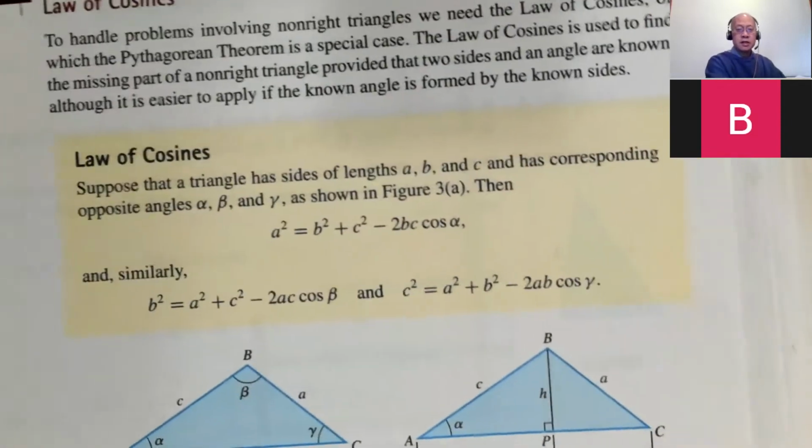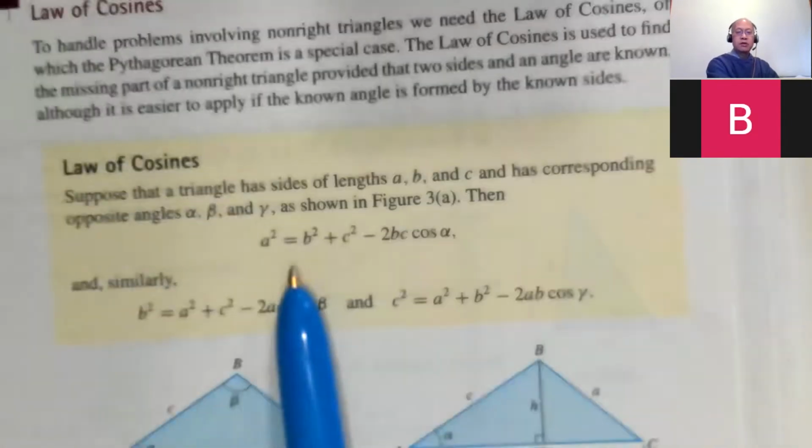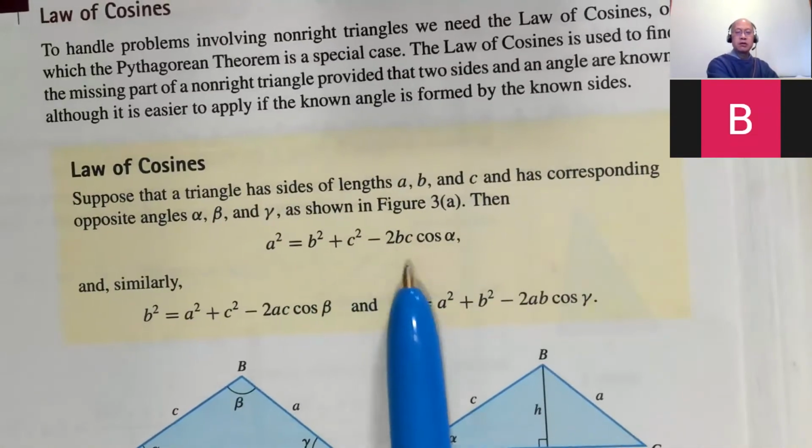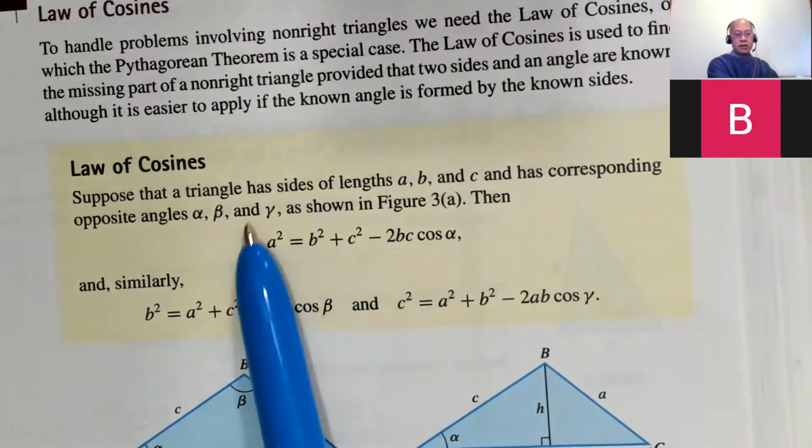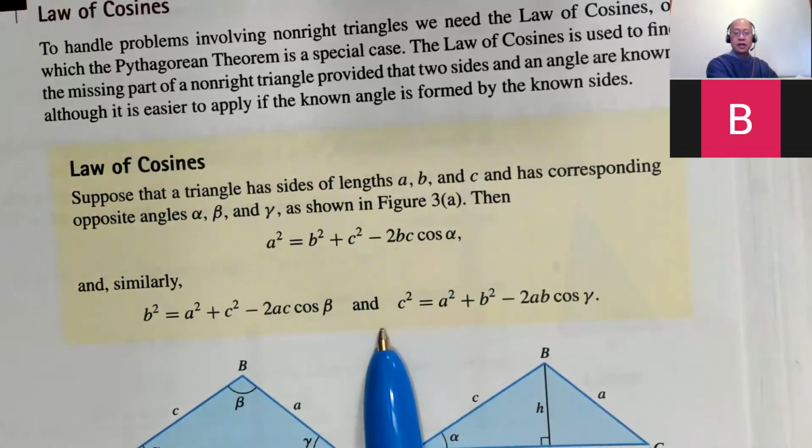Law of cosines, there are 3 varieties. To me, you only need one. A squared equals b squared plus c squared minus 2bc cosine of alpha. These are equivalent. You just kind of change the letters around, and it's the same idea we have there. Okay.